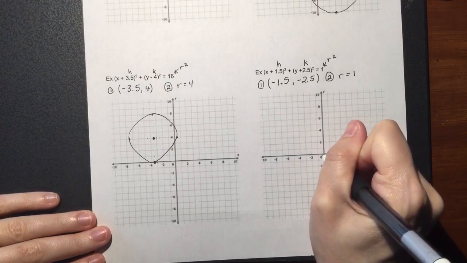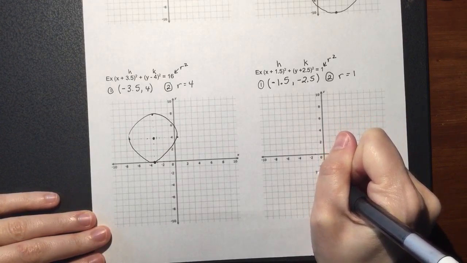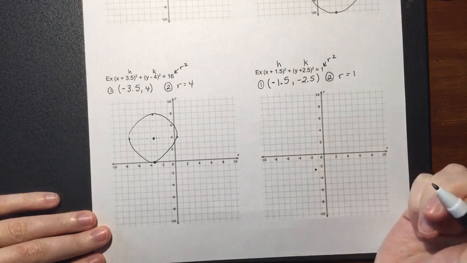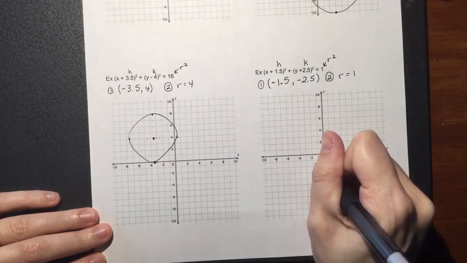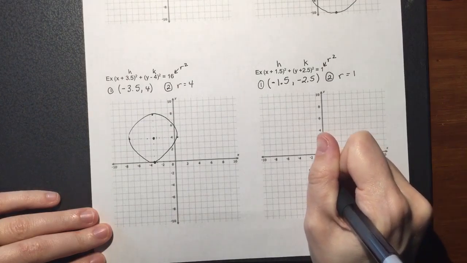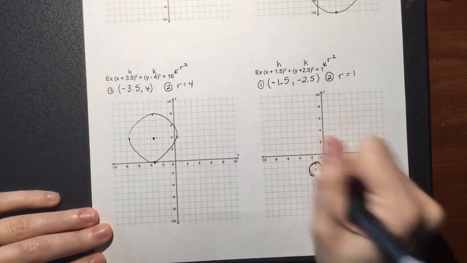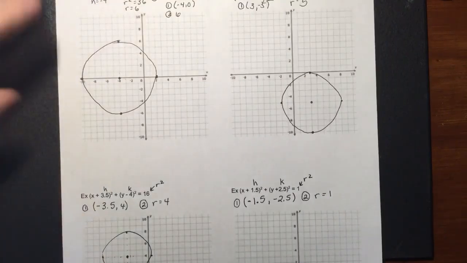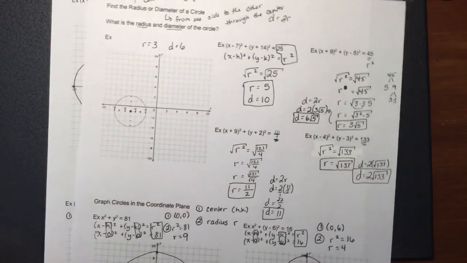So if we count that out, we've got negative 1.5, negative 2.5. And our radius is 1, so over 1 that way, up 1 that way, over 1 that way, and then down 1 that way. So connect those 4 points, and there's the circle. So there's your several different examples of how to graph a circle in a coordinate plane given the equation in standard form for a circle.